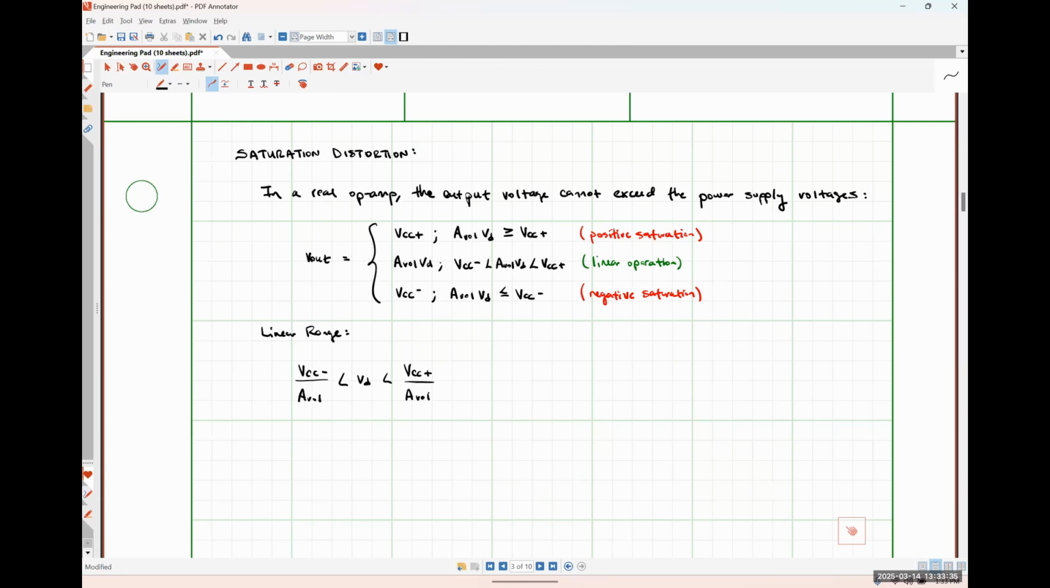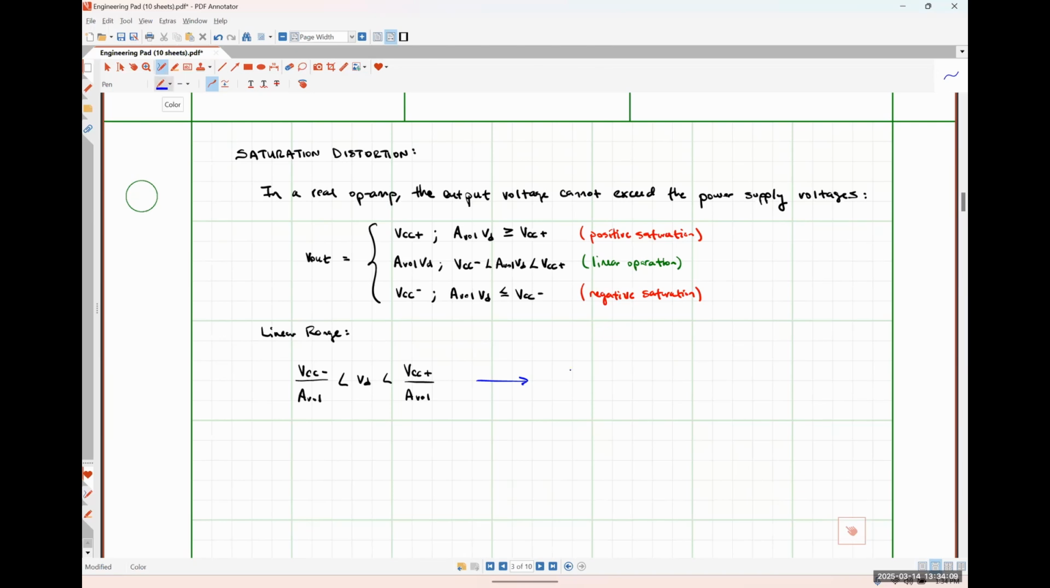So this is how we're going to define our linear range, because VCC minus represents our maximum negative output voltage. VCC plus represents our maximum positive output voltage, and AVOL is what's converting our input to our output. This is how we arrived at this relationship. So I want us to very briefly plug in our numbers here and see what the linear range of our amplifier would actually be.